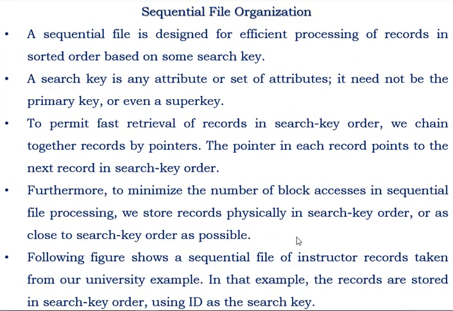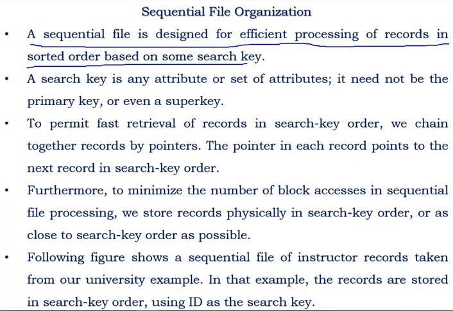So let's see how sequential file organization is used and what are the different benefits that we can get using it. Here we can see that a sequential file is designed for efficient processing of records in sorted order based on some search key. As we have discussed in the previous slide, sequential file organization is used specifically for sorted order data. Search key is any attribute or set of attributes. It is not needed to be a primary key. So it is not mandatory that a search key should be a primary key.